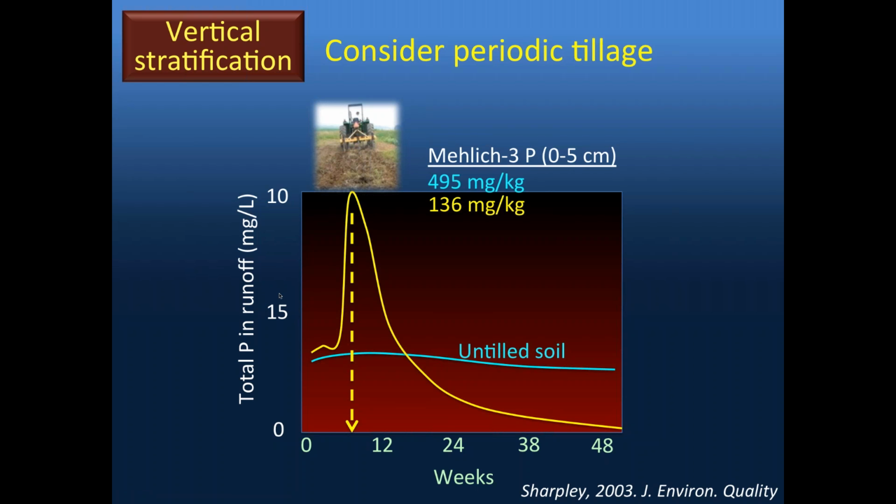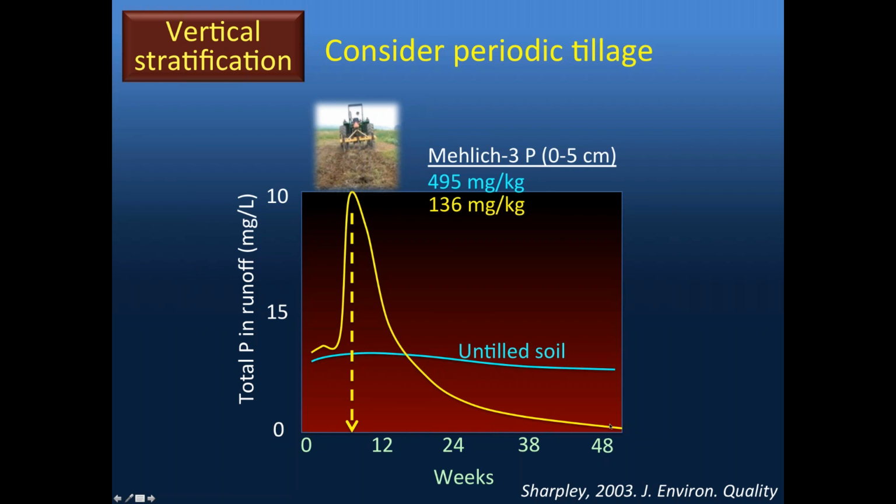And then over time, though, as he continued on and the soil stabilized, the concentrations that he got in runoff were much, much less in the tilled soil than in the untilled soil. And that's because he basically diluted the phosphorus that was sitting on the soil surface, that stratified phosphorus. He brought it down right there.